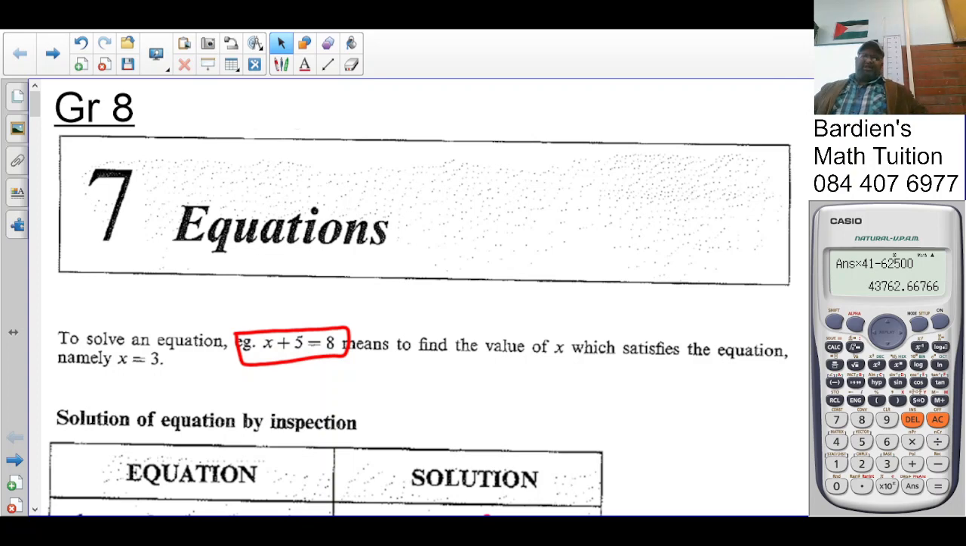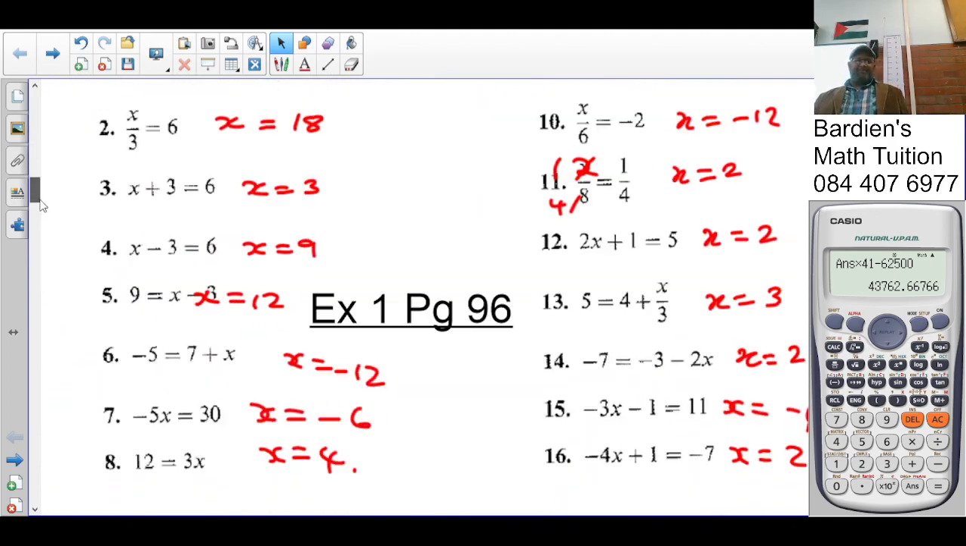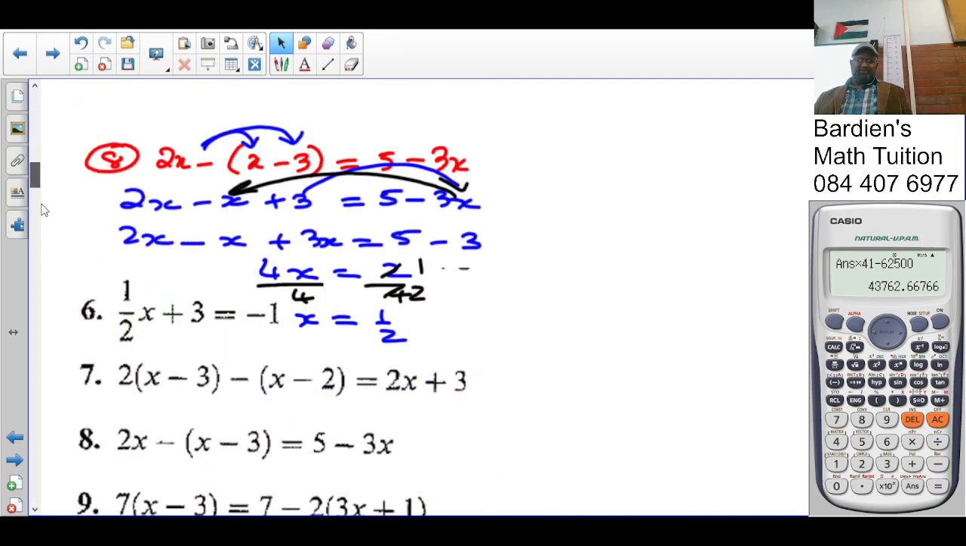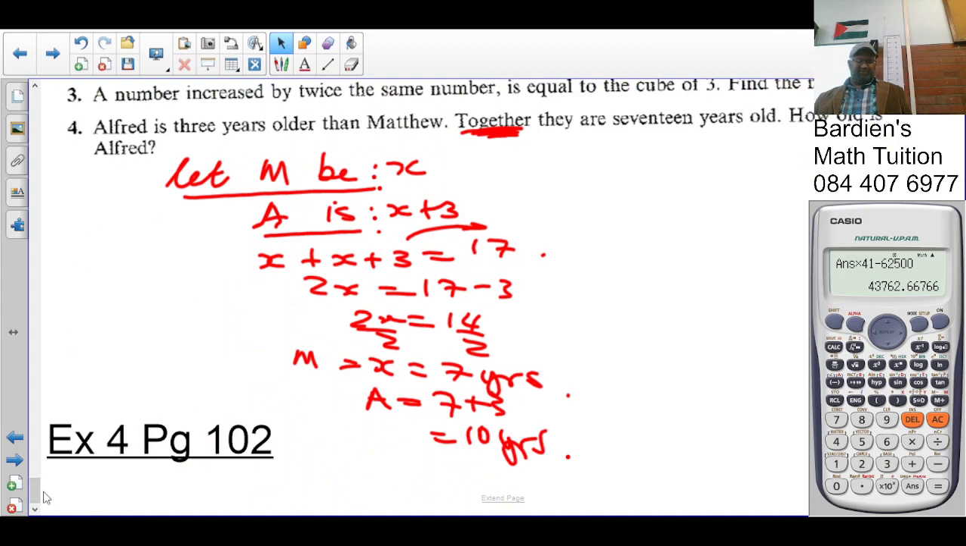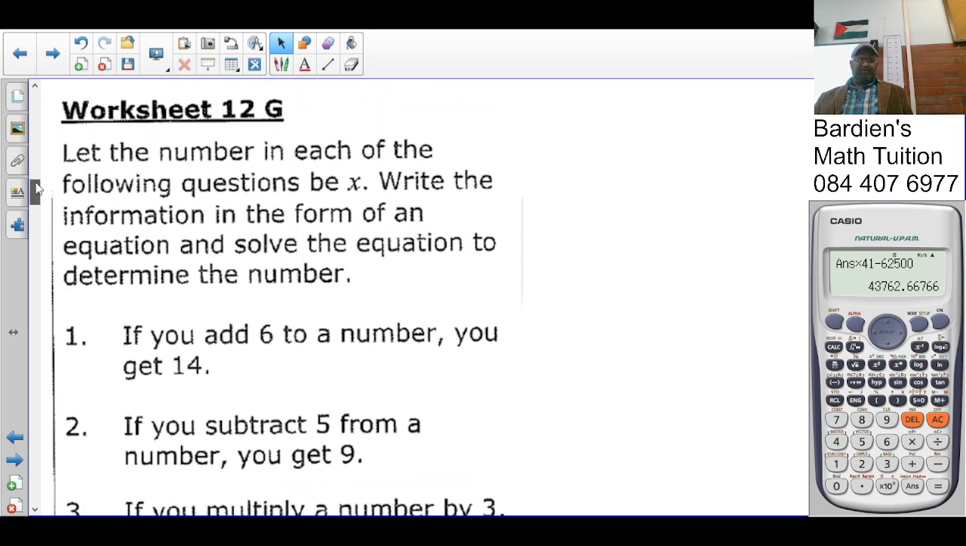So today we're wrapping up the topic on equations. We're busy with word problems, no? So I gave you word problems from a different textbook. Worksheet 12. This one out here. Worksheet 12G.